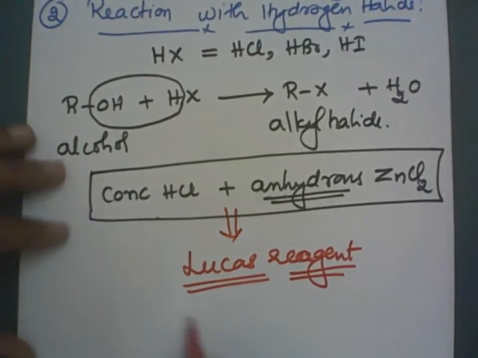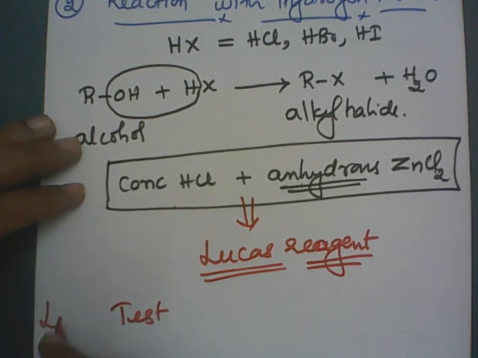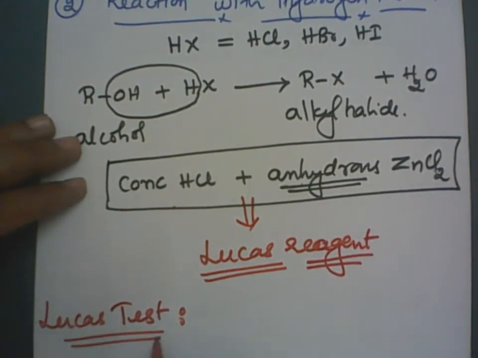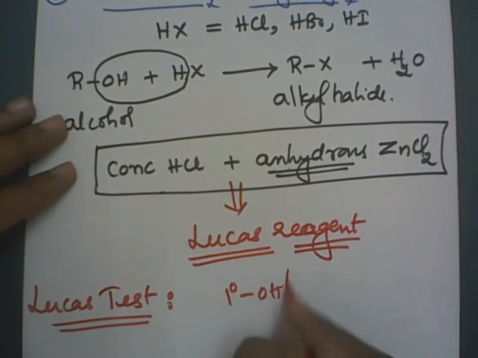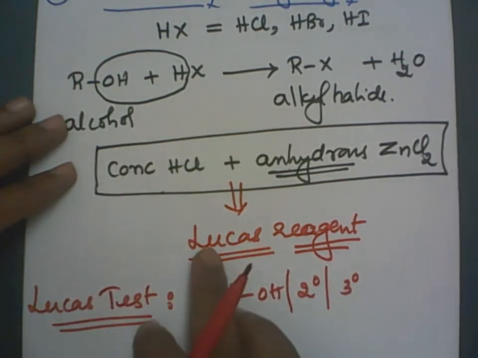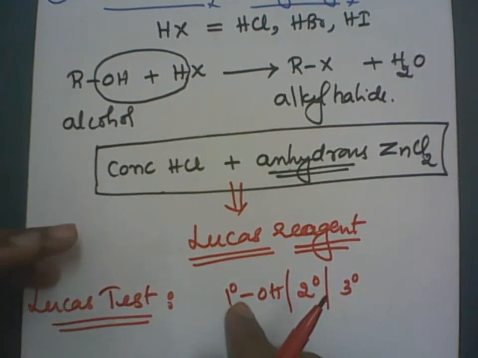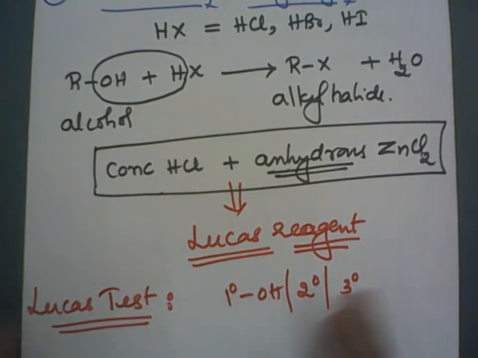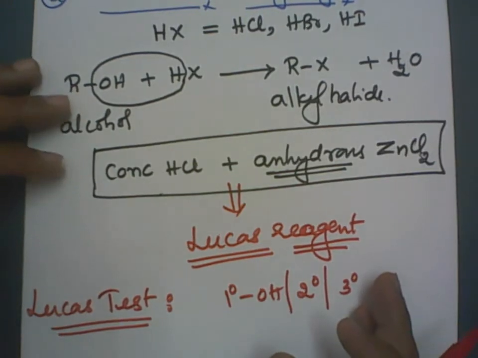Now what is the use of this one? This is used as a test, so it is known as the Lucas test or Lucas reagent test. What is the use of this test? This can be used to distinguish primary alcohol, secondary alcohol or tertiary alcohol. Making use of this test, we can find out which one is the primary alcohol, which is the secondary alcohol, which is the tertiary alcohol. Clear?